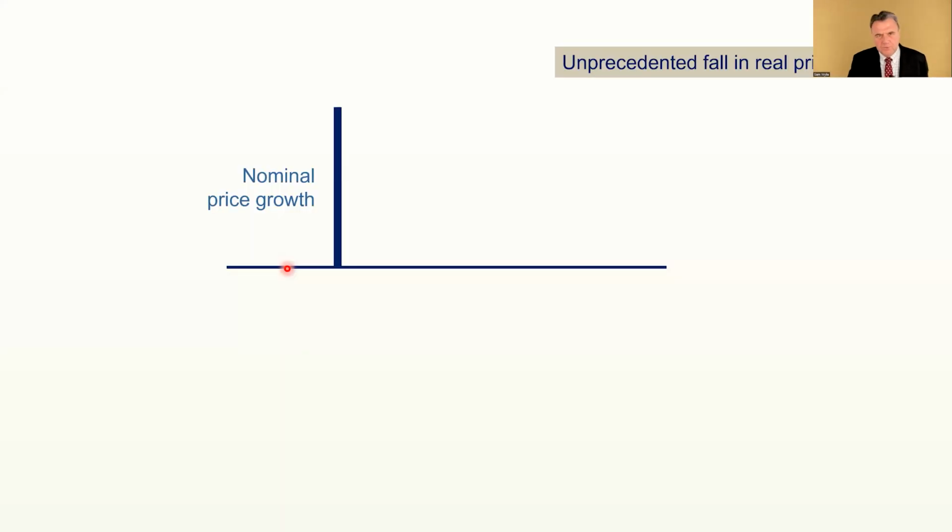So here's the nominal price growth. Ordinary nominal, meaning in name only or without inflation taken out, price growth. And nominal price growth is inflation plus real price growth. Those two things add up to nominal price growth.